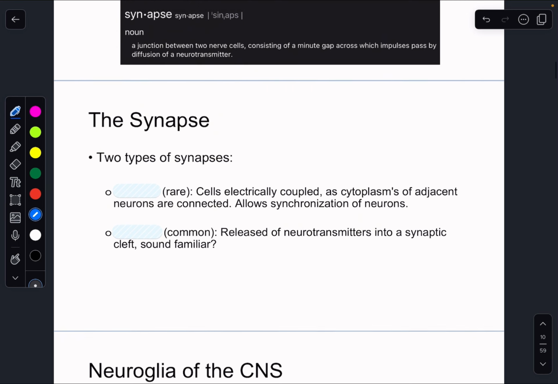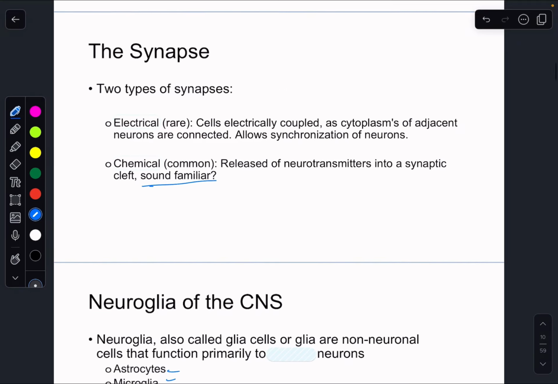The one we just went over is the chemical synapse. It is the release of neurotransmitters into a synaptic cleft, and that's why it sounds familiar, because we just went over it. Now the rare one is the electrical. What happens is the cells are electrically coupled, as the cytoplasms of adjacent neurons are connected. It allows synchronization of neurons. And so yeah, you just know the basics of the electrical and chemical synapses.